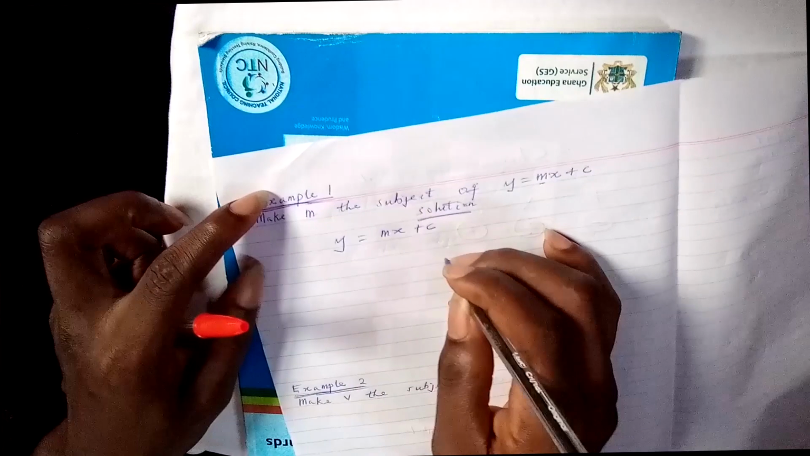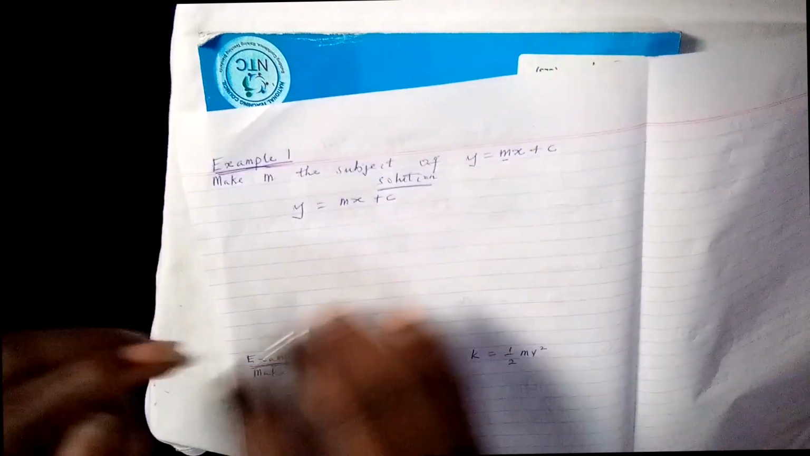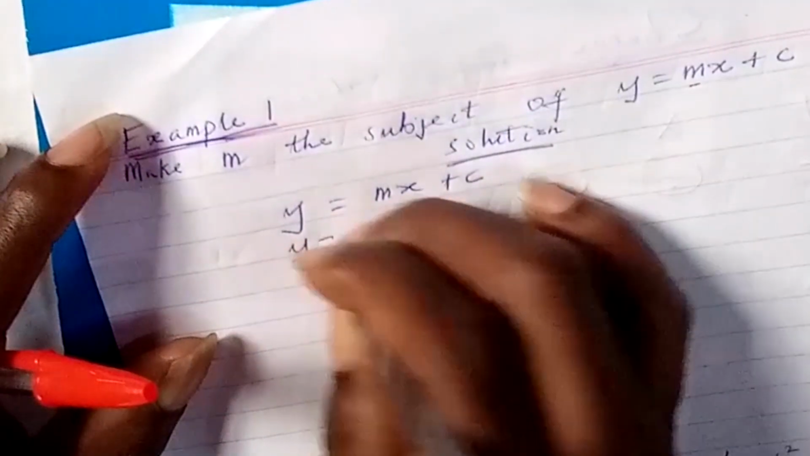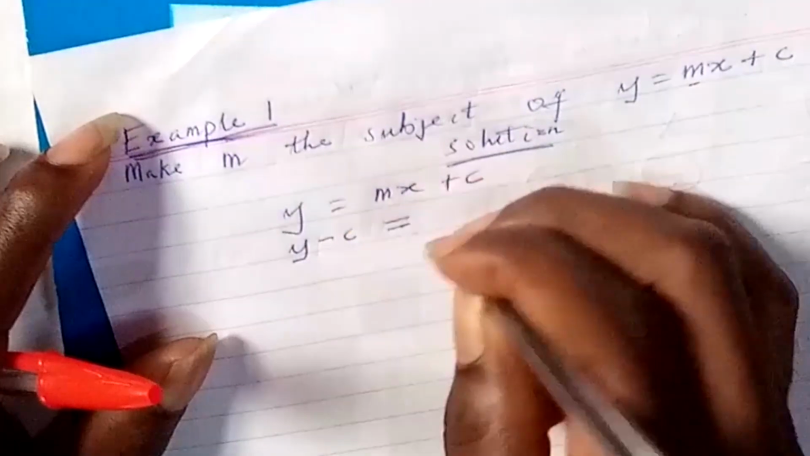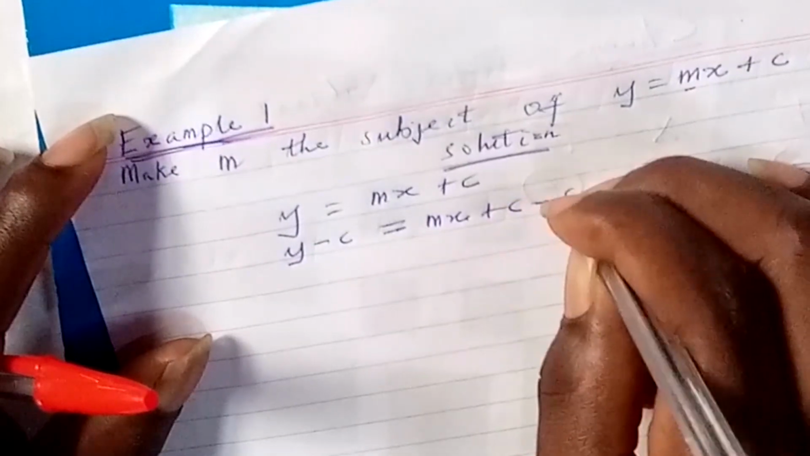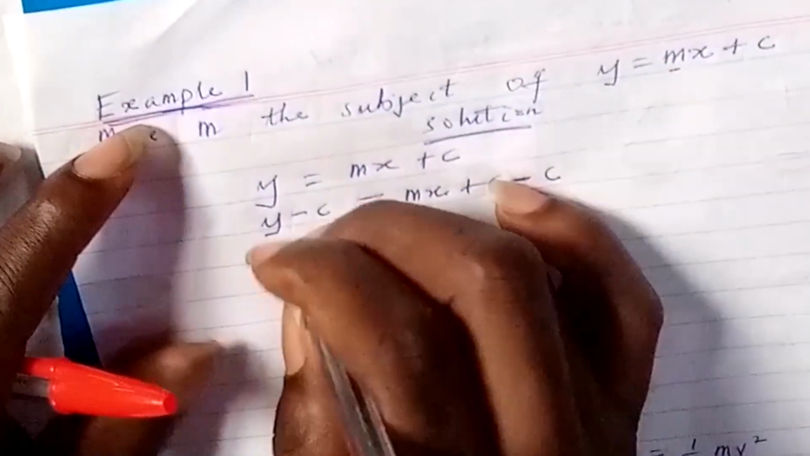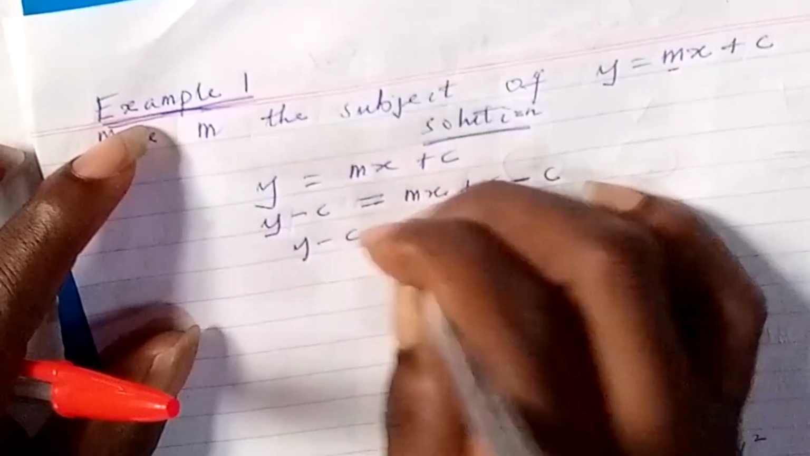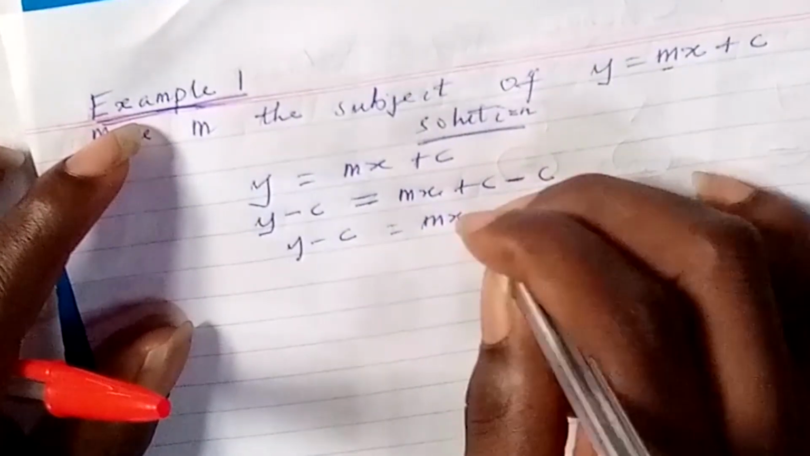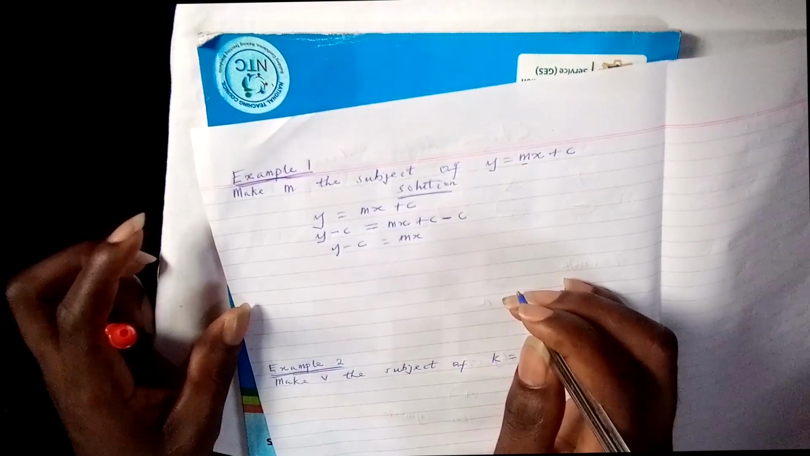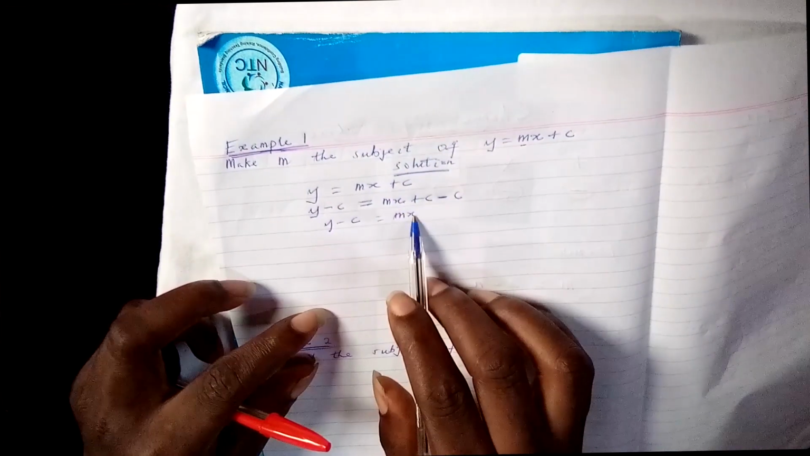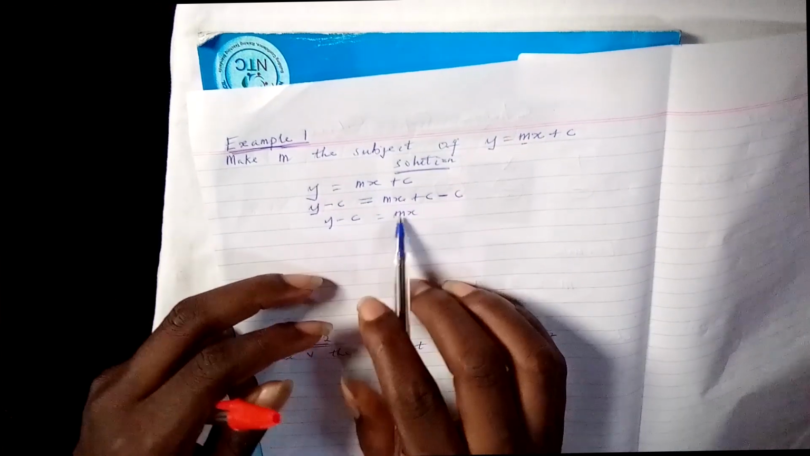So now I'm going to use negative C throughout the equation. Now y is already here, minus C is equal to mx plus C is already there, minus C. So in this case, we have y minus C equal to mx plus C minus C, which will be 0. So we can leave it like this. Now we have been able to eliminate this C, but still we have X which is attached to M.